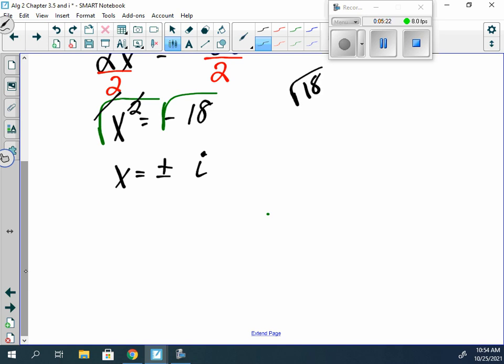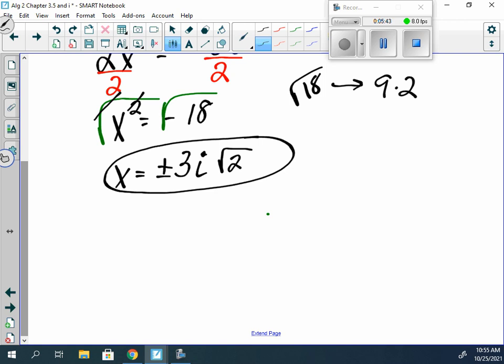Is 18 a perfect square? Well, no. It's going to be 3 square root of 2. Because what we can say is 18 is 9 times 2. The square root of 9 would be 3, and we're left with the square root of 2.